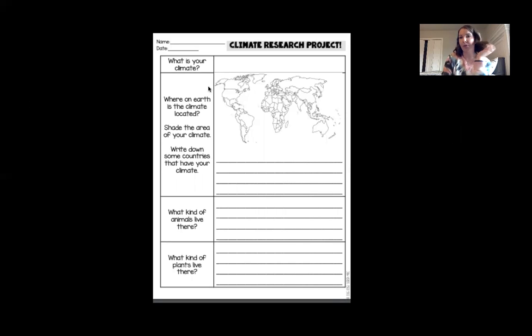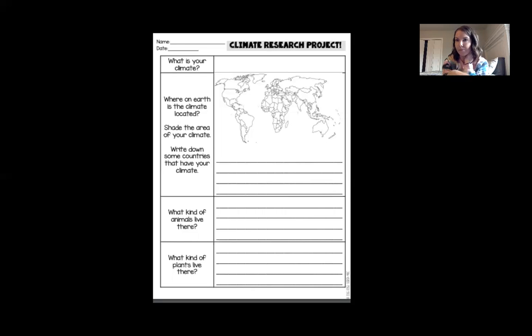What is your climate? Again, you had 4 choices. You had temperate, which is what we have here in Iowa, where you have the warm and the cold. You have tropical, when it stays warm all of the time. You have polar, and then you have desert. Those are your 4 choices. So you're going to write which one you chose, and then where on Earth is your climate located. You're going to want to color in on that map all of the different places that have that climate. So shaded in is what it says.